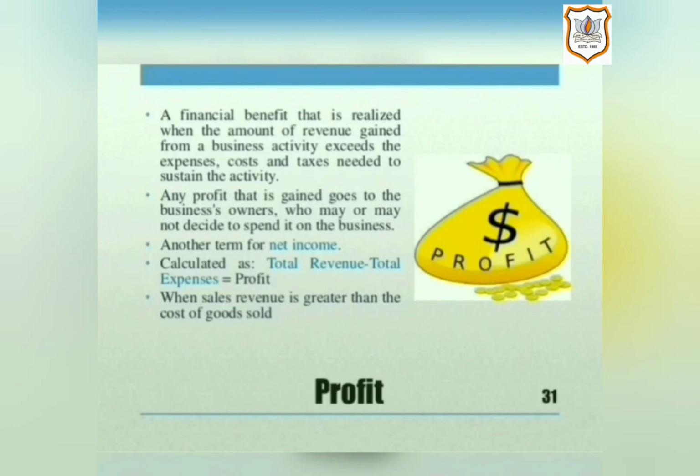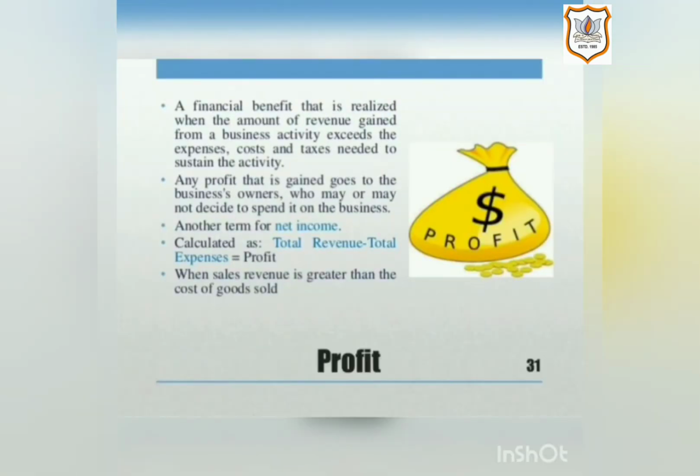Profit is normally categorized into gross profit and net profit. Gross profit is the difference between revenue from sales and or services rendered over its direct cost. And second is net profit. Net profit is the profit earned after allowing for all expenses.